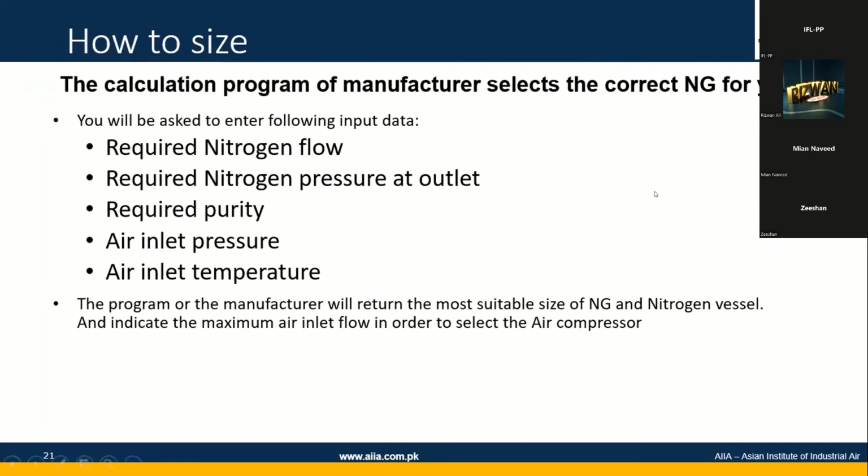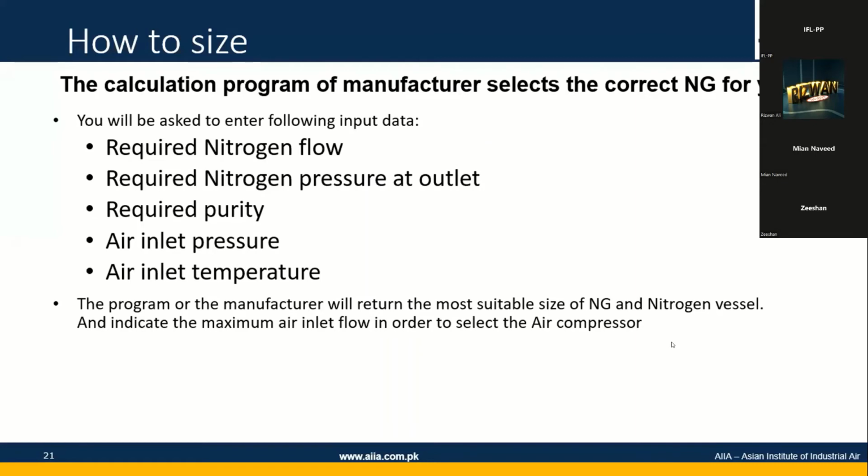Okay. The calculation program of the manufacturer selects the correct nitrogen generator for you, right? So you will be asked to enter the following input data. As I've already told you, you may not need to be bothered about how we size the right nitrogen generator. A manufacturer will do this for you, right?